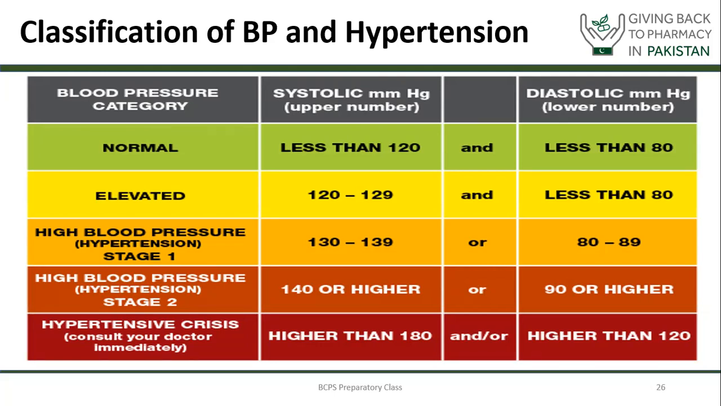Less than 120 and less than 80 is normal these days. Elevated is 120 to 129, and the diastolic still less than 80. High blood pressure stage 1 is 130 to 139 or 80 to 89. And hypertension stage 2 is 140 or higher, or 90 or higher. Usually in stage 1, the patient is treated with one medication, and in stage 2, the patient needs two medications to treat the blood pressure.